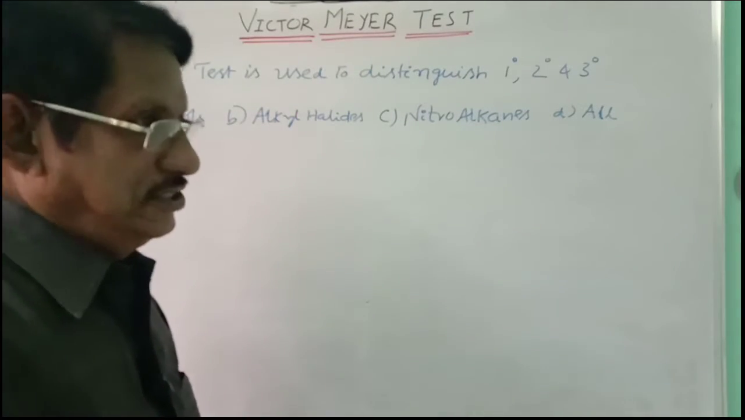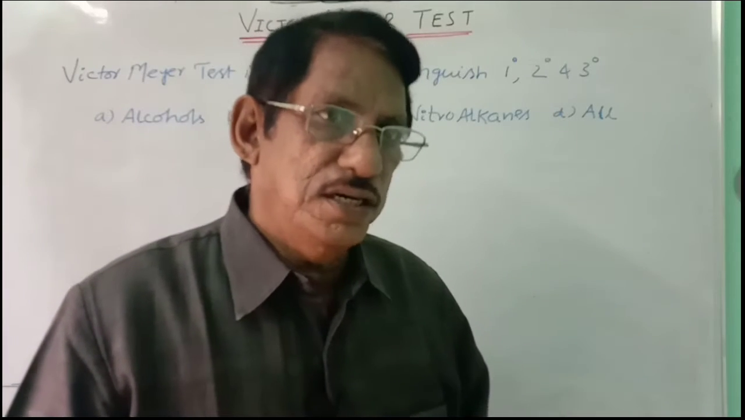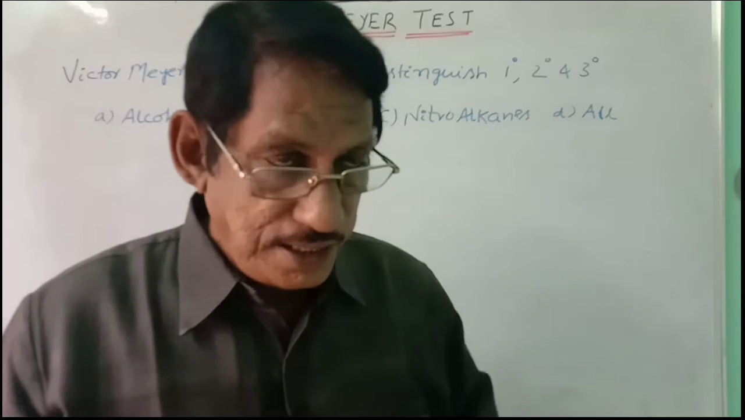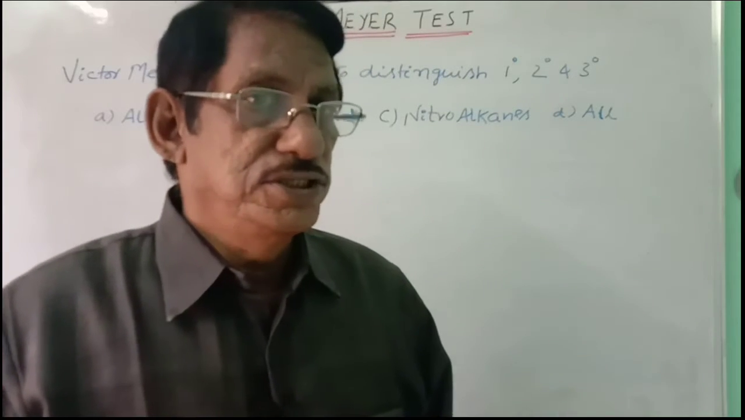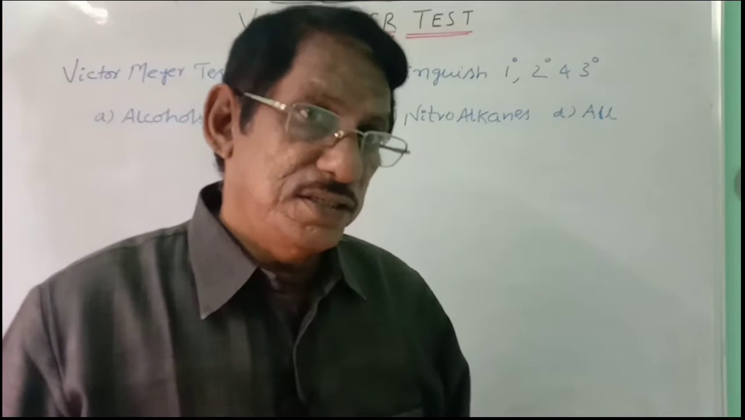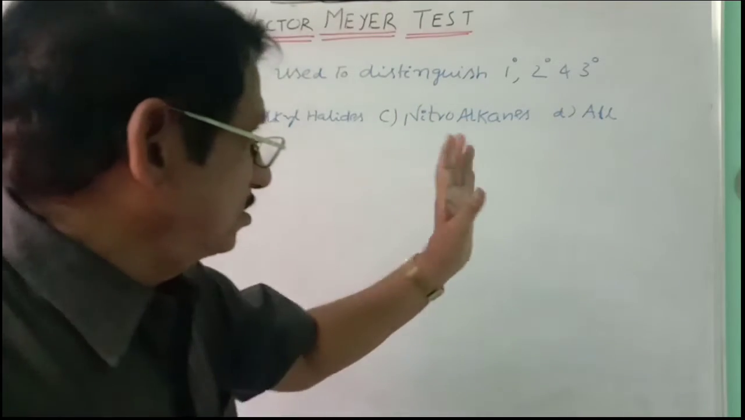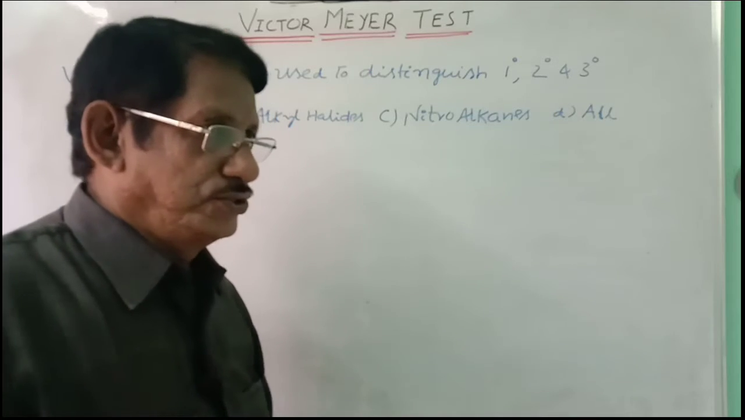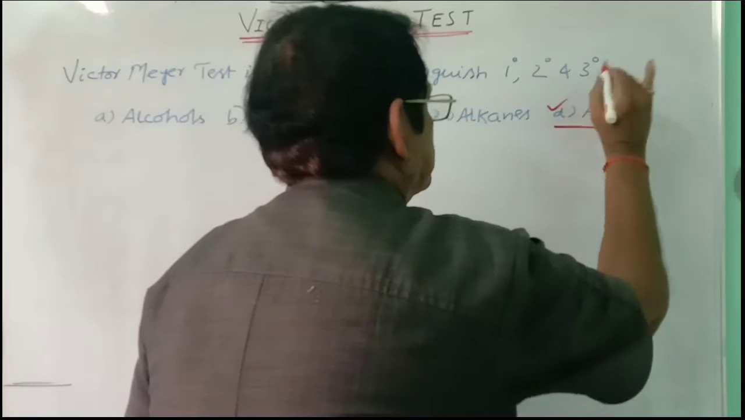This Victor-Meyer test is used to distinguish primary, secondary, tertiary alcohols, primary, secondary, tertiary alkyl halides, and also to distinguish primary, secondary, tertiary nitroalkanes also. So, for all these three, Victor-Meyer test is the common test which can be used. So, which bit is correct, my students here? D bit is correct.